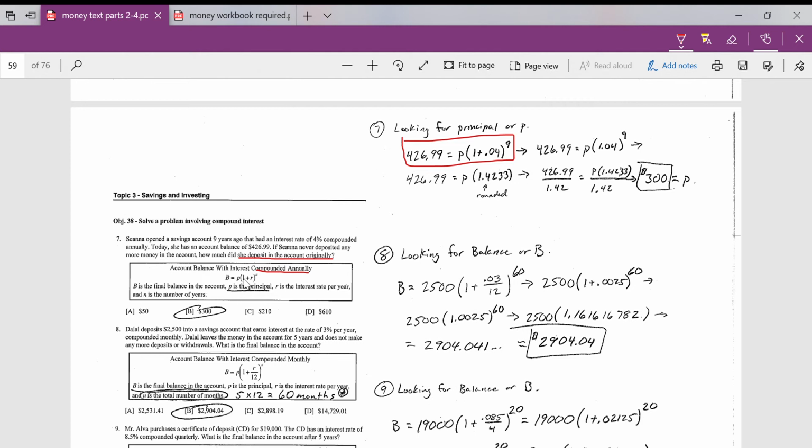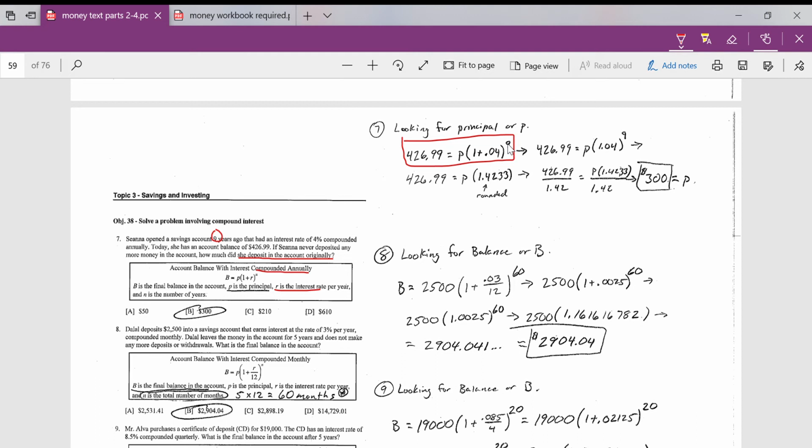The 1 is part of the formula, so that stays there. R is the interest rate as a decimal, so I change 4% to 0.04. And then the N, which is the exponent here, is the number of years. So it said 9 years ago, so I put the 9 in there.